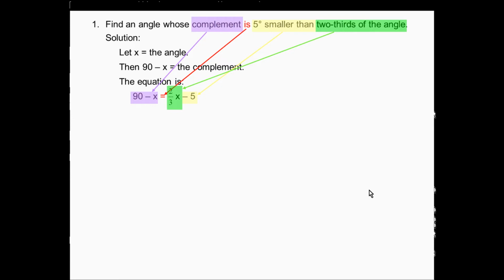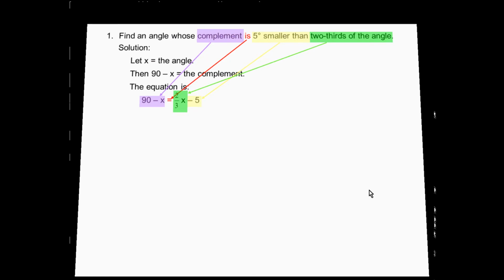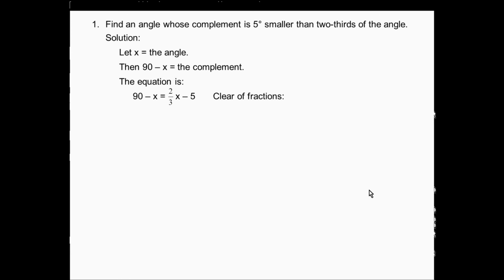Okay, notice we do have a fraction in the equation, so I'm going to be clearing the fraction by multiplying everybody by 3. So 270 minus 3x is equal to 2x minus 15. X is to the left, numbers to the right. Subtract 2x, subtract 270. So negative 5x is equal to negative 285. Divide by negative 5, and lo and behold, x is 57 degrees. So your angle is 57 degrees.